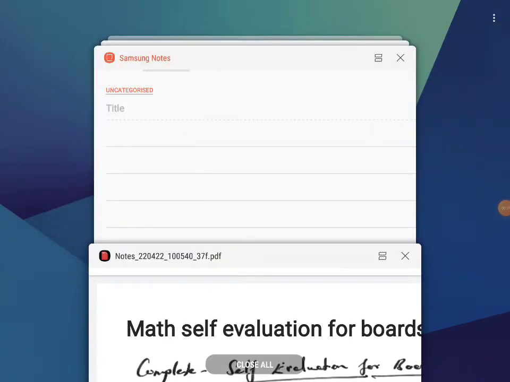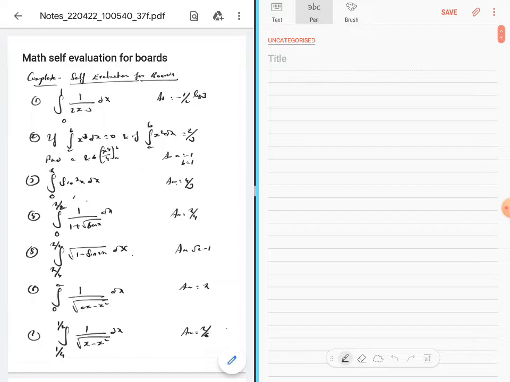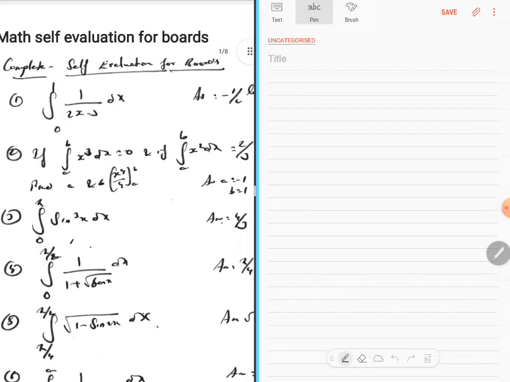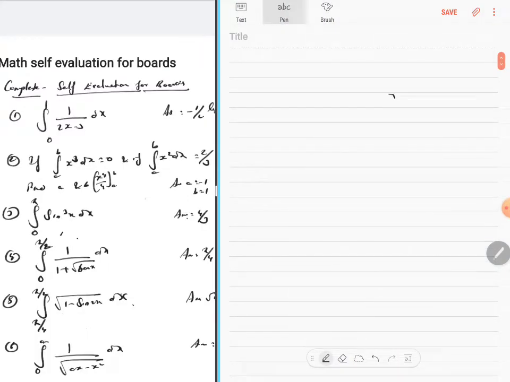So let's do the next set of 20 sums or 10 sums or whatever it is from integration. Okay, so let me do from the beginning. And the first sum, let me reduce this so that you can see it properly. The first sum is 1 by 2x minus 3 into dx integrated from 0 to 1.